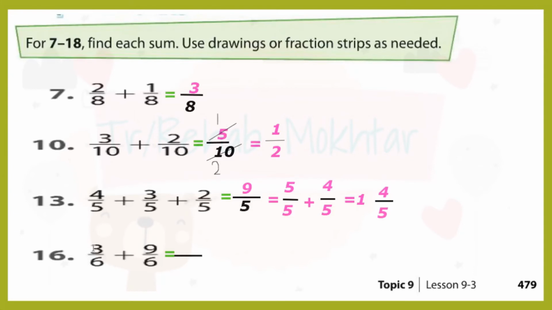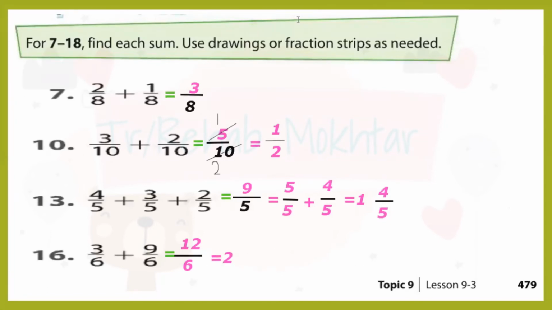Number 16, 3 out of 6 plus 9 out of 6. We have here a fraction plus an improper fraction. The first step, I will look at the denominators. 6, 6, I will keep 6 as it is. After that, teacher, the next step, add the numerators. 3 plus 9 equals 12. As we know that 12 out of 6, or 12 divided by 6, equals 2. I will write equals 2.